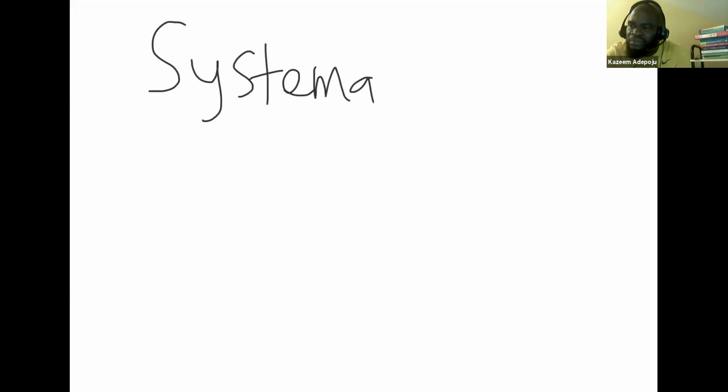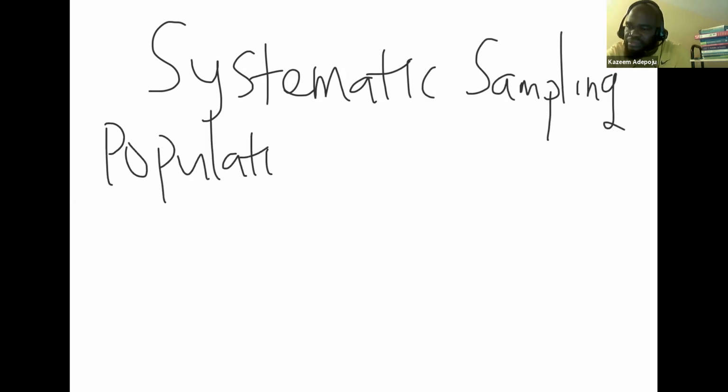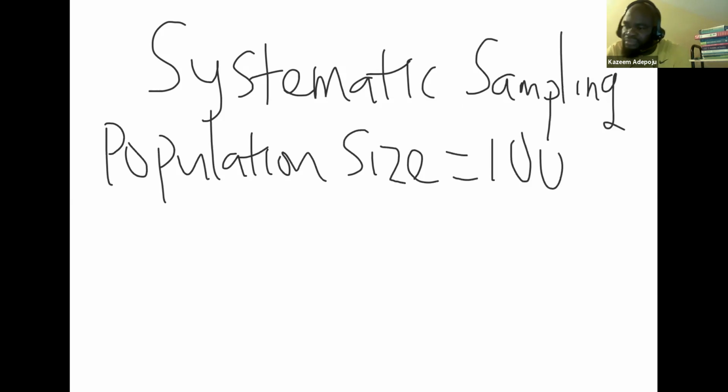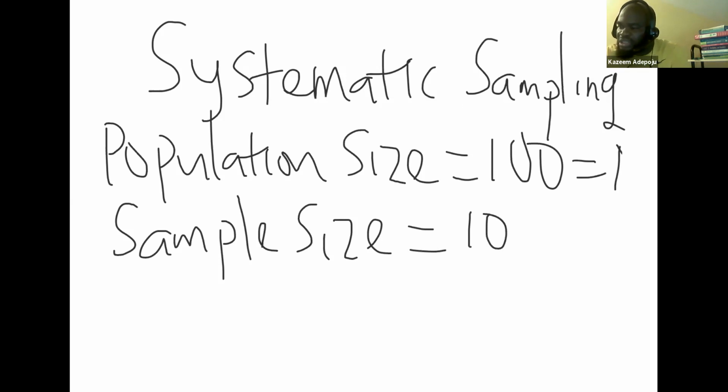What I'm trying to explain about systematic sampling is that if my population size is 100 and the sample size, the sample that I want to choose, is 10. Now, the symbolic representation of the population is uppercase N, and for the sample is lowercase n.